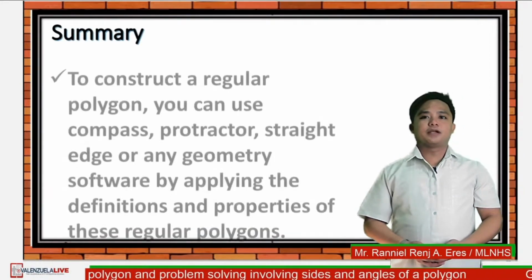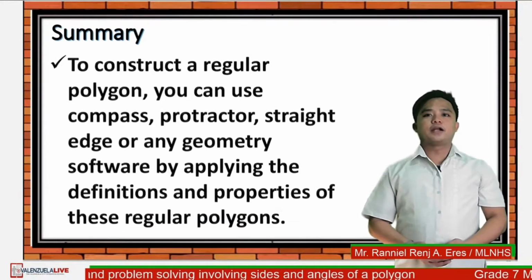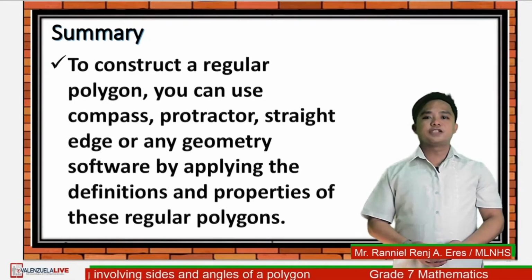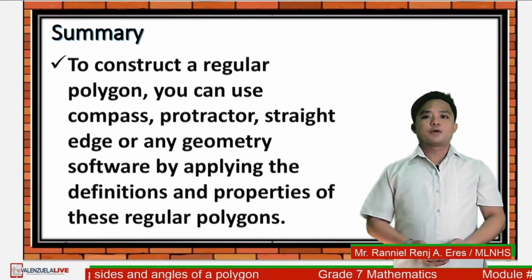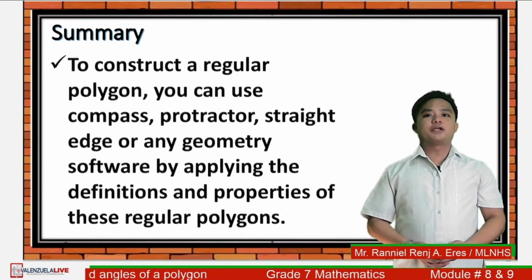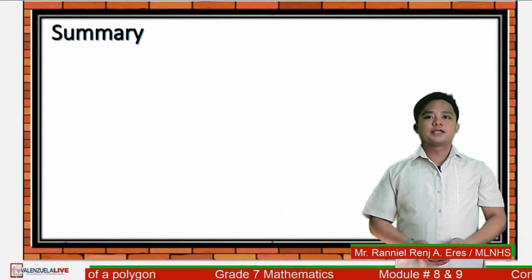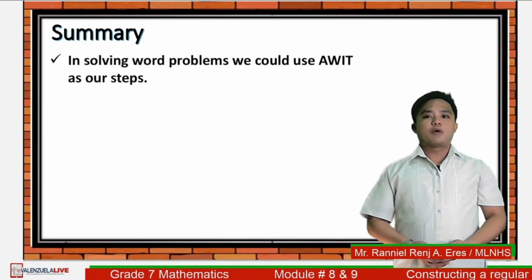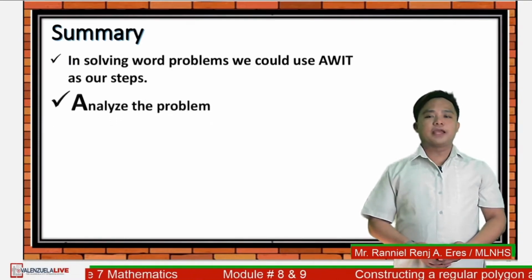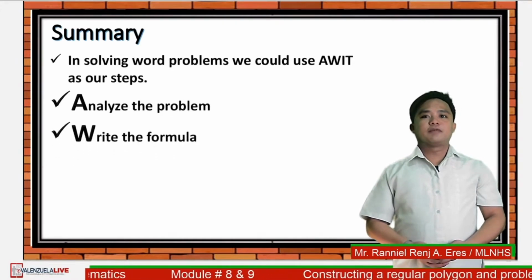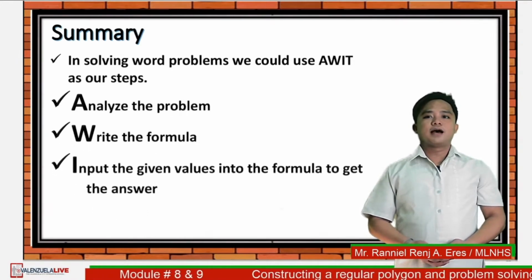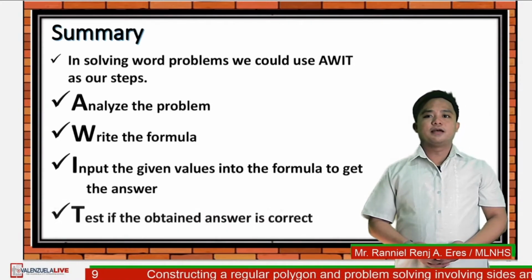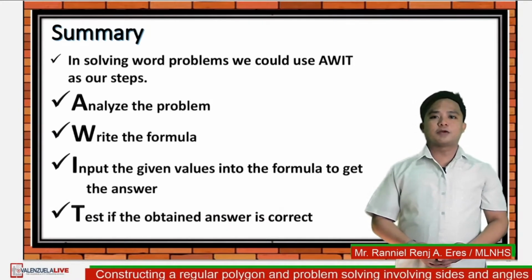For our summary, to construct a regular polygon, you can use a compass, protractor, straightedge, or any geometric software by applying the definition and properties of these regular polygons. Second is, in solving word problems, we could also use AWIT as our steps. Again, A is for analyze the problem, W is for write the formula, I is for input the given values in the formula to get the answer, and T is for test if the obtained answer is correct.